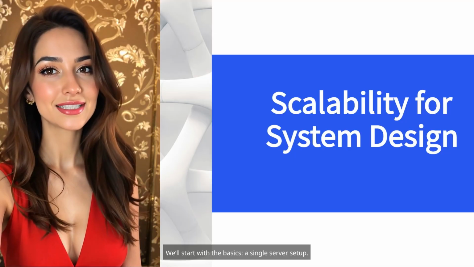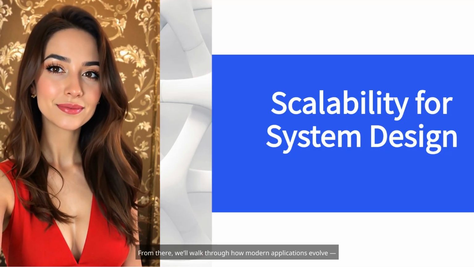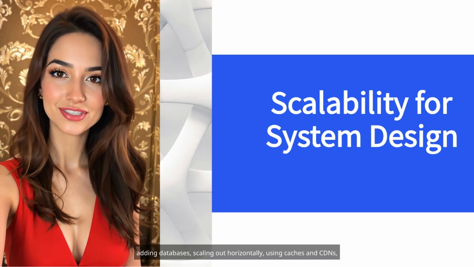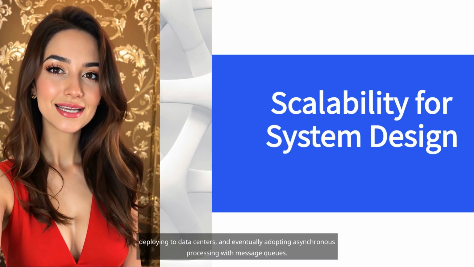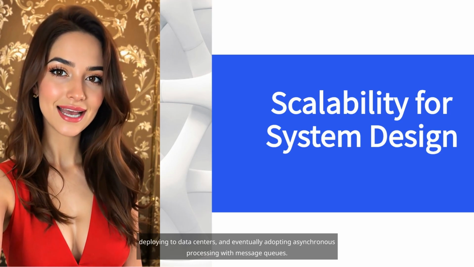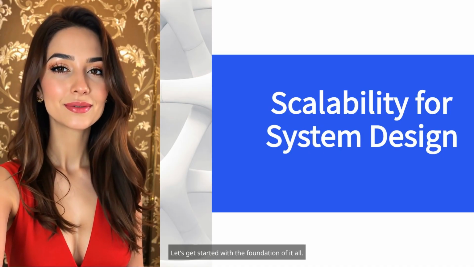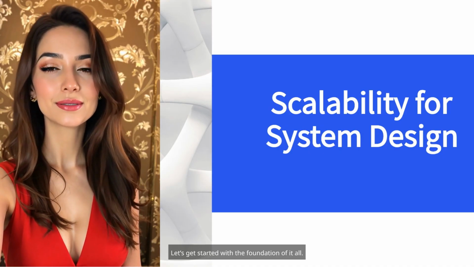We'll start with the basics, a single server setup. From there, we'll walk through how modern applications evolve, adding databases, scaling out horizontally, using caches and CDNs, deploying to data centers, and eventually adopting asynchronous processing with message queues. Let's get started with the foundation of it all.